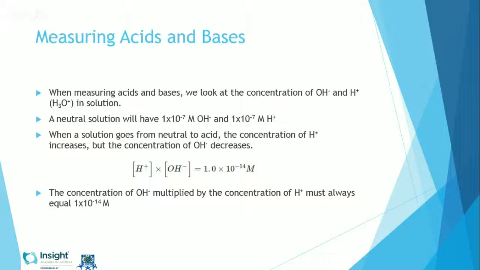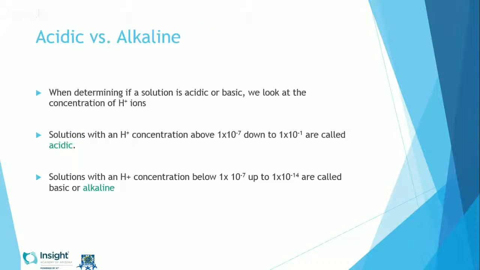All right? So what this means is that if your OH minus concentration goes up, then H plus concentration has to go down so that they multiply together to give you the same number. And vice versa. If H plus goes up, OH minus must come down. Okay?